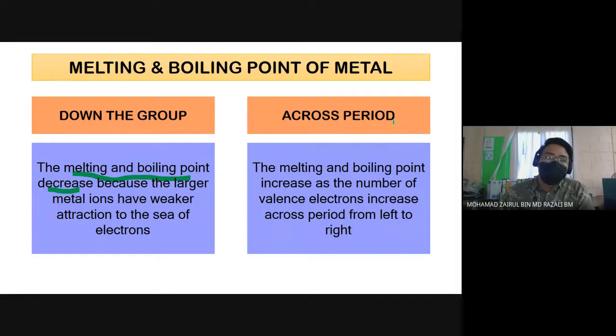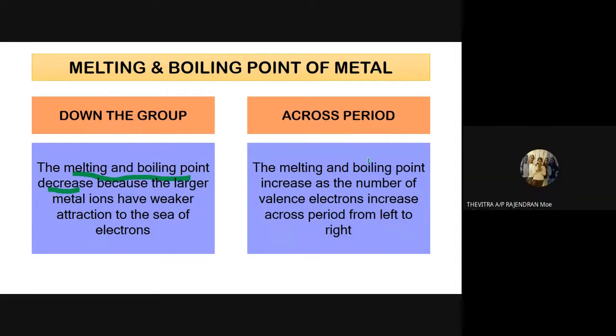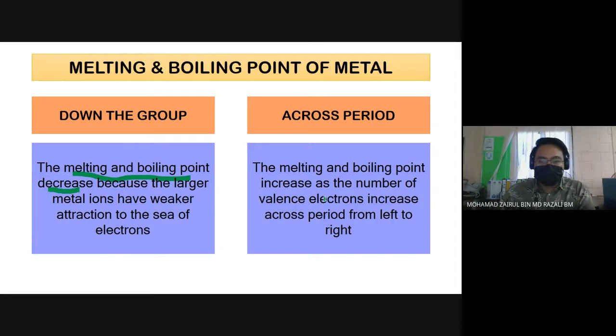Tapi across period, apa yang berbeza? Valence electron. So macam kita tahu tadi, the number of valence electron is directly proportional to the strength of metallic bond. So the greater the number of the valence electron, then the stronger the metallic bond. So that's why across period, the melting and boiling point of the metal will increase, sebab valence electron dia increase across period from left to right.